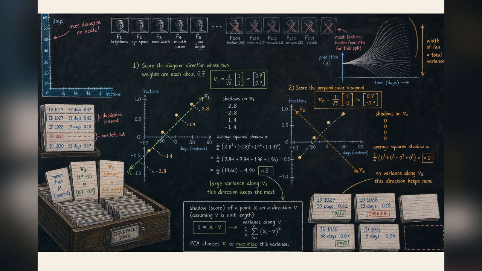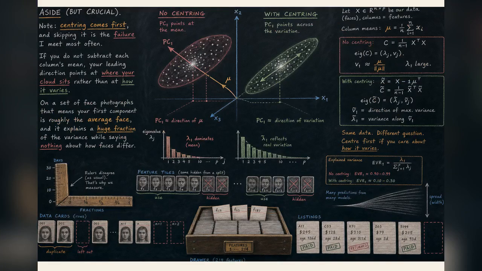Now score the perpendicular diagonal. Every shadow is 0, so that variance is 0. Note, centering comes first, and skipping it is the failure I meet most often.